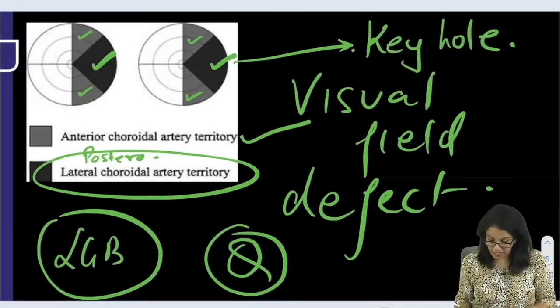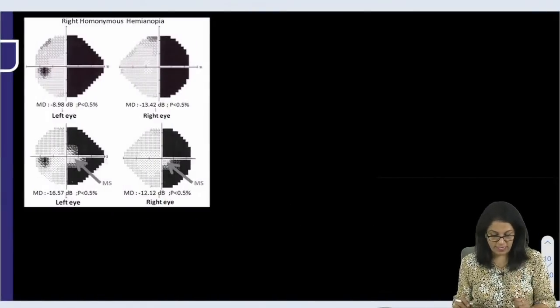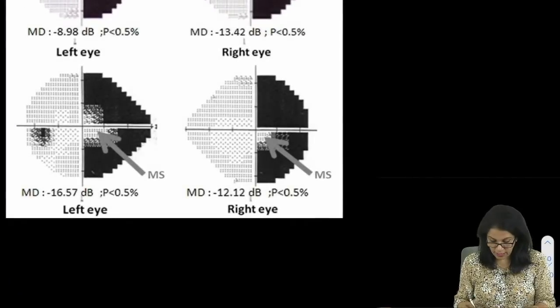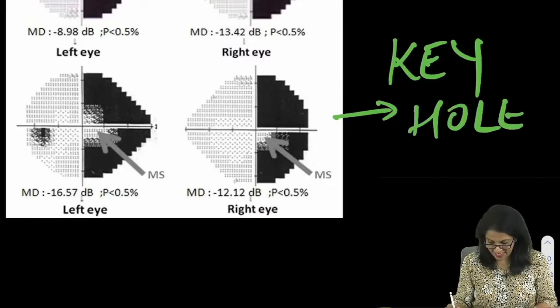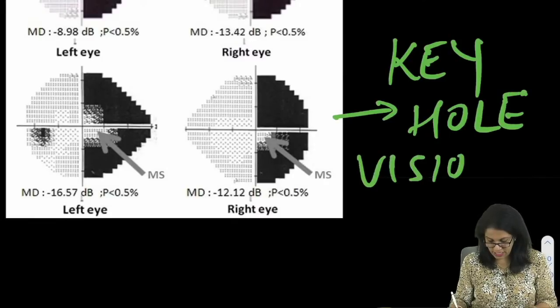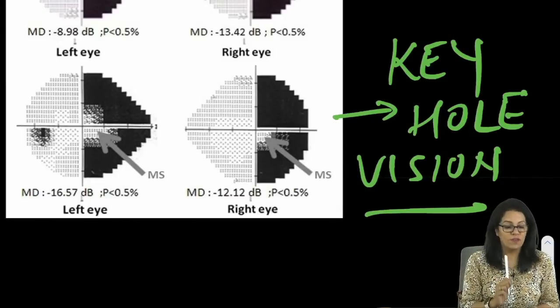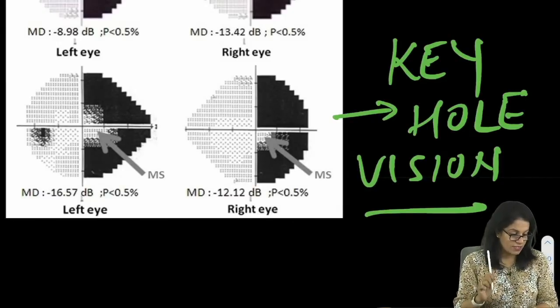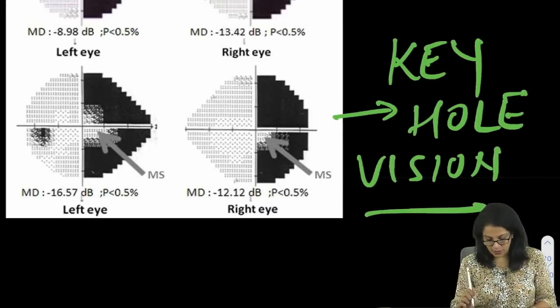Okay? When you are saying macula sparing, this is the one. So this macula sparing homonymous hemianopia is keyhole vision. I hope now it is clear. So, keyhole vision is seen in occipital lobe lesion, and keyhole visual field defect is a feature of lateral geniculate body lesion. Okay? Clear?